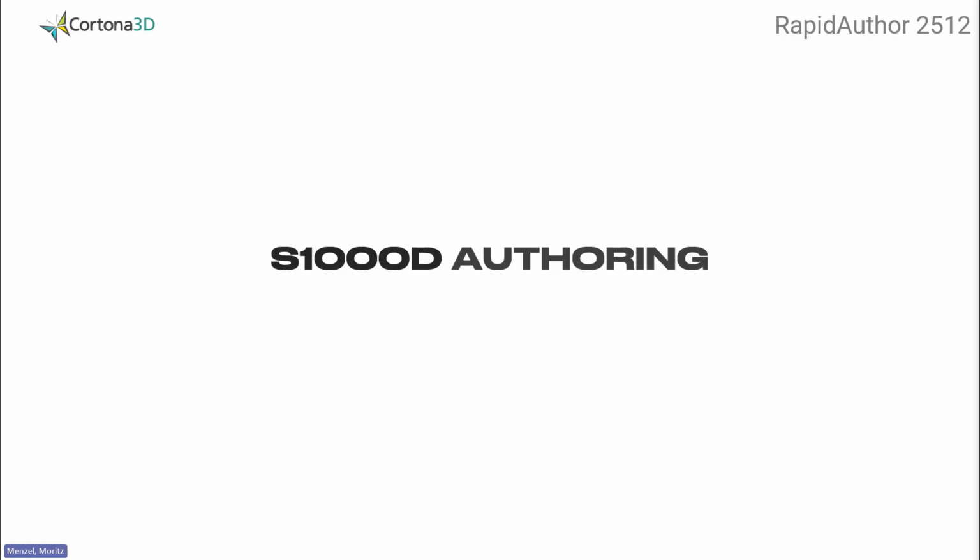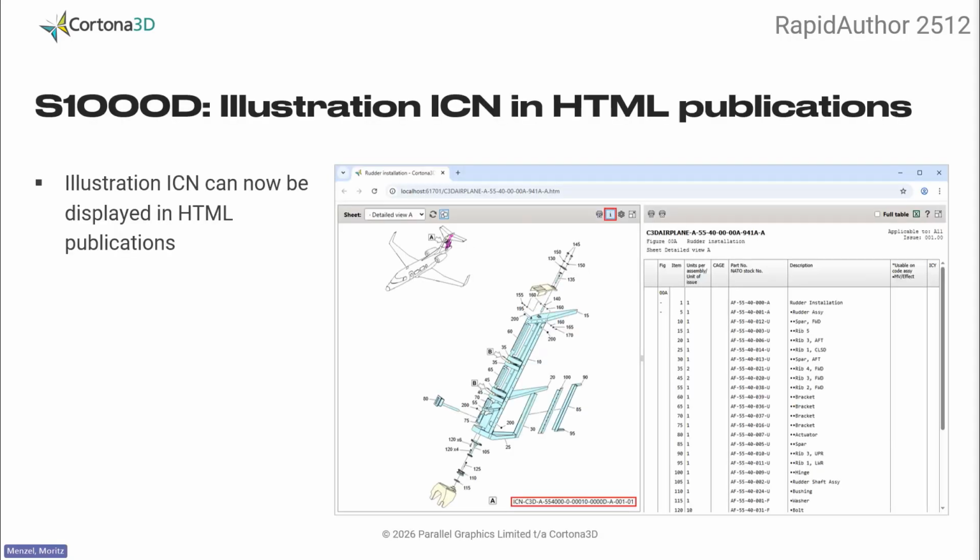Let's also have a look at S1000D. First, the illustration ICN can now be displayed in HTML publications, as you can see here in the red box. Previously, they were displayed in the PDF publications only.